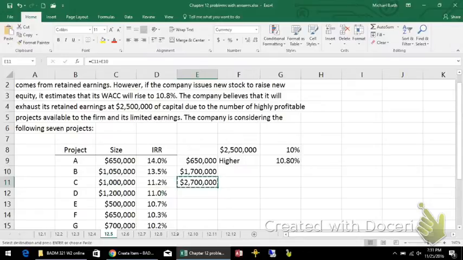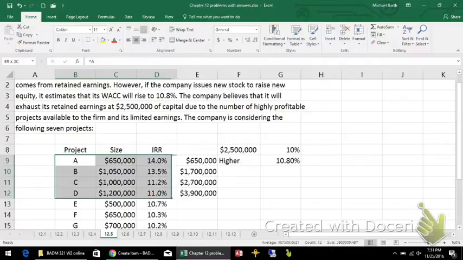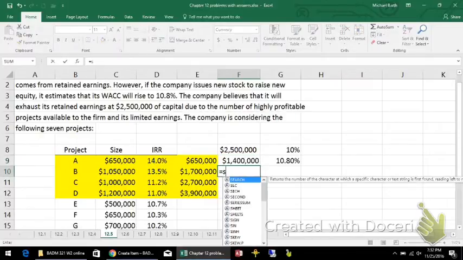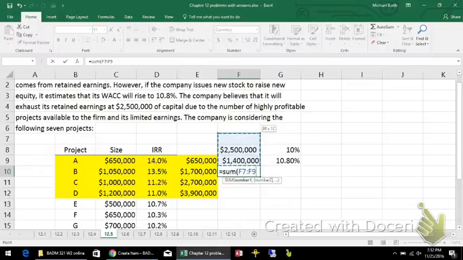So the total number of projects that you ought to take are A, B, C, and D, and the total cost would be $2.5 million that cost 10%, and then you're going to need another $1,400,000 at 10.8. So the grand total you're going to be raising, or this company will be raising, is $3.9 million.